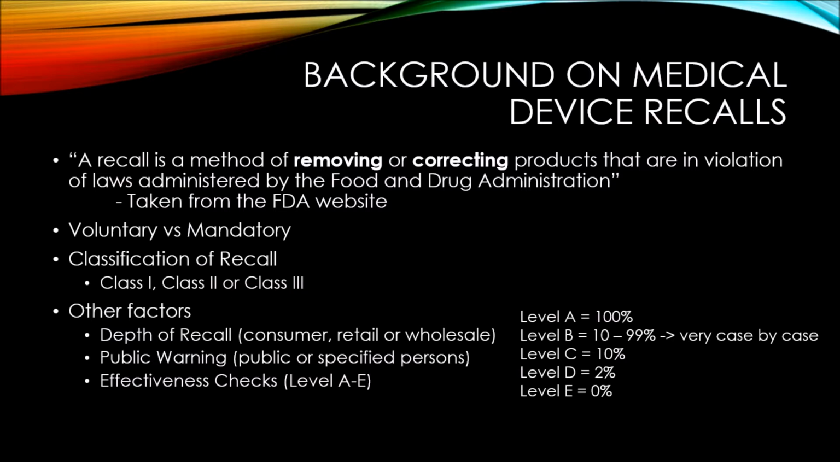I feel like there should be more levels just because this is such a wide range, and it's very case by case, obviously, because it's such a huge range. My personal opinion, I feel like it should be split up. But anyway, level B is when you notify either above 10 to 99% of the people. Level C is 10% and under, level D is 2% or under, and level E is you do not follow up with anyone, whether or not they heard about the recall.